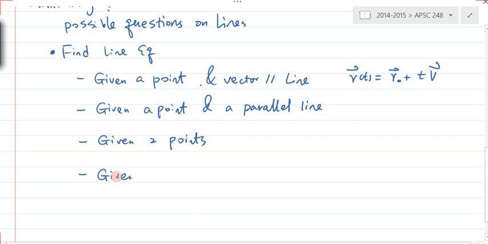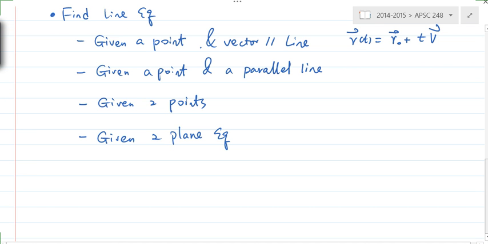Or it could give you 2 planes. More precisely, we should say it's 2 intersecting planes, because if they are 2 parallel planes, you're not going to get a line, right?